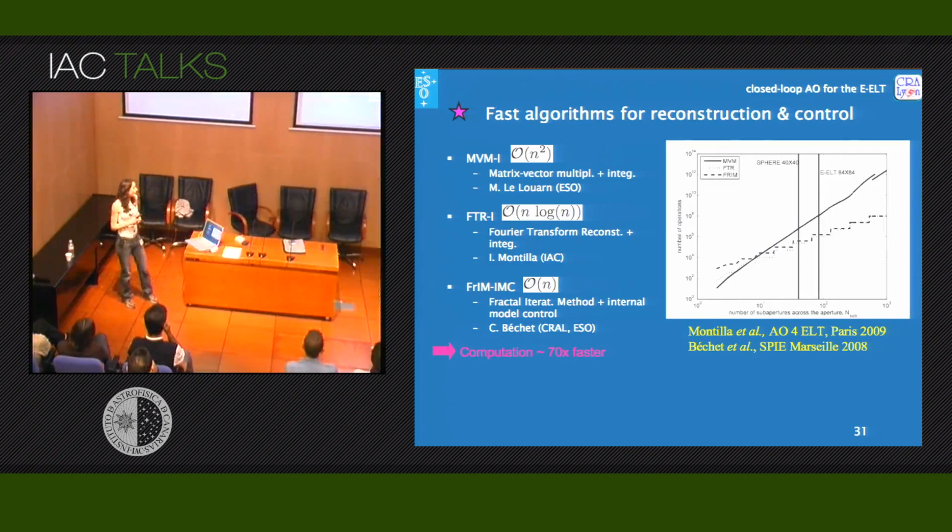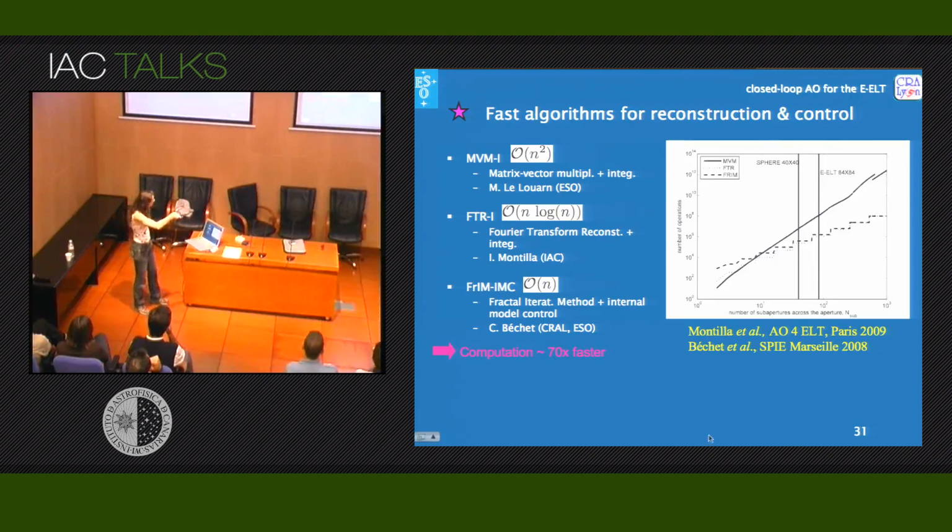So SPHERE, which will be placed in the VLT, which is 40 by 40 system, you already have a strong difference between what does the MVM algorithm and the fast ones, which are here. And for the smallest ELT case, which is the SCAO case, which is 84 by 84, so far, it will be much bigger, the difference.